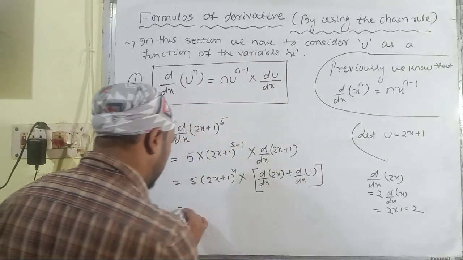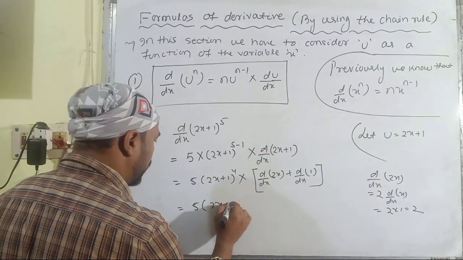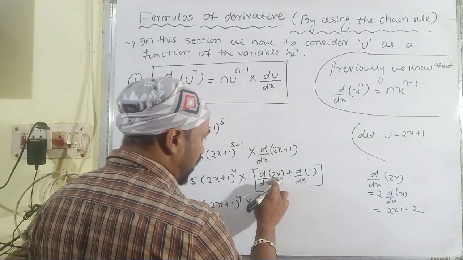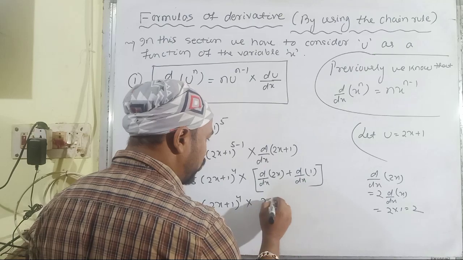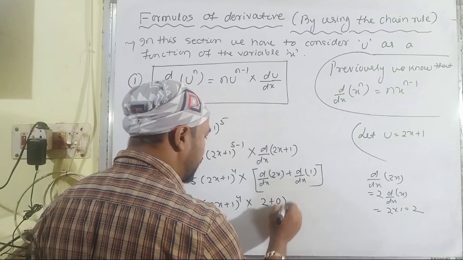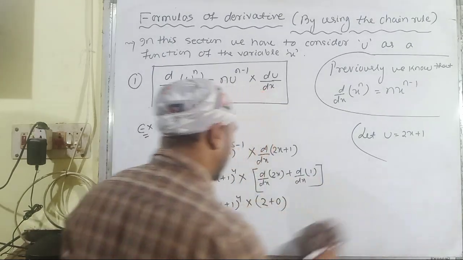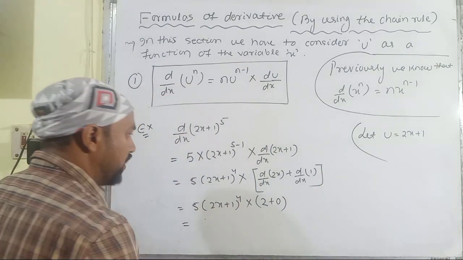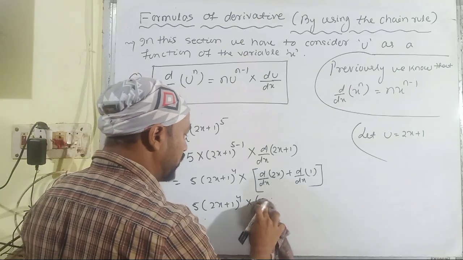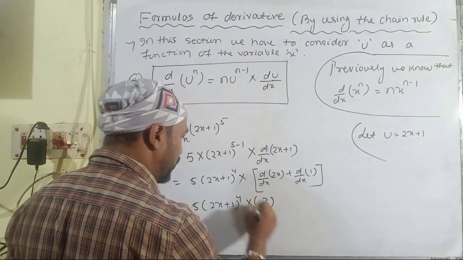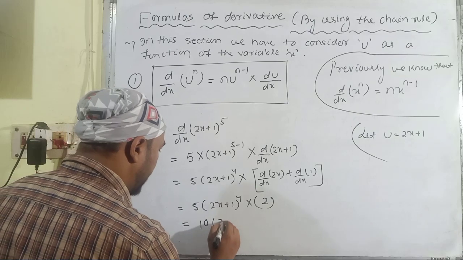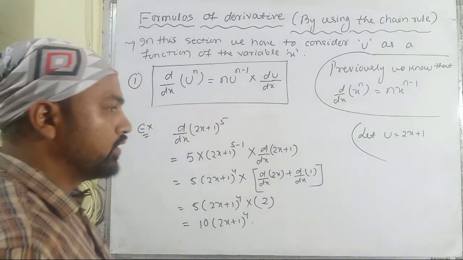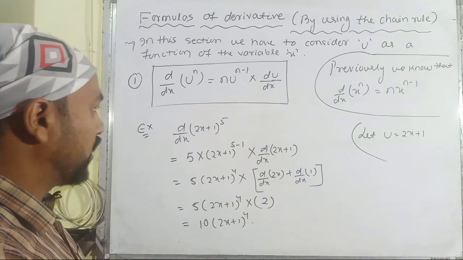Okay, so it is 5 multiplied with (2x plus 1) to the power 4 multiplied with differentiation of 2x with respect to x, which is 2, plus differentiation of 1, which is 0. So it will be 5 into 2 plus 0, which is 2. Let us write down here 2. So it will be 10 multiplied with (2x plus 1) whole to the power 4. Then let us go through another problem.